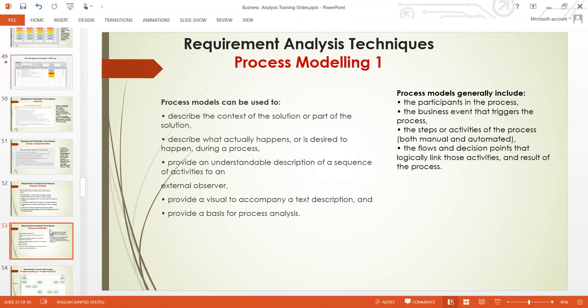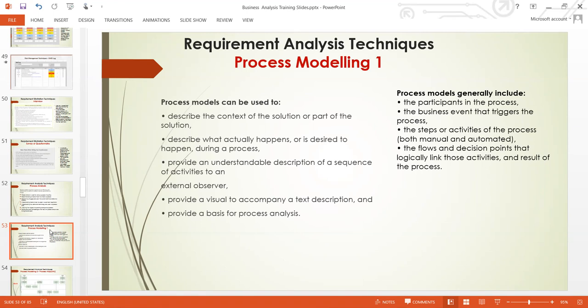Process models generally include the participants in the process, the business event that triggers the process, the steps or activities of the process, both manual and automated, the flow, and decision points that logically link those activities and the result of the process. So that's how we use a process analysis.